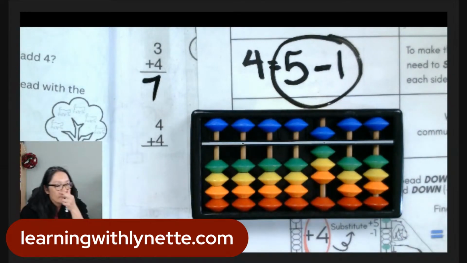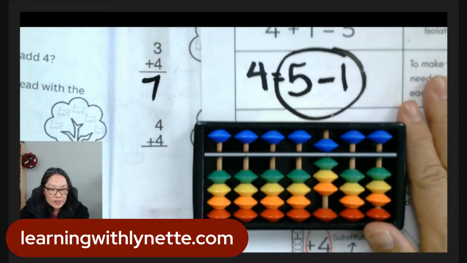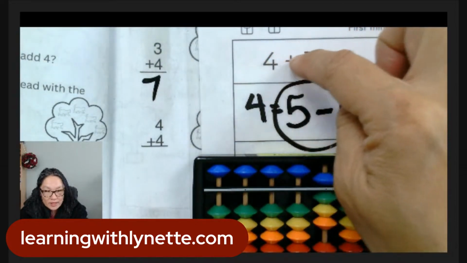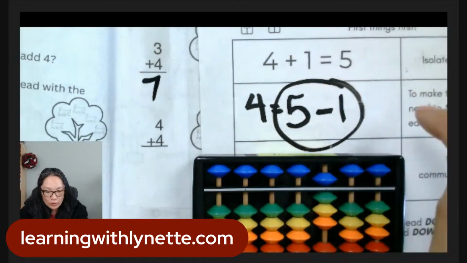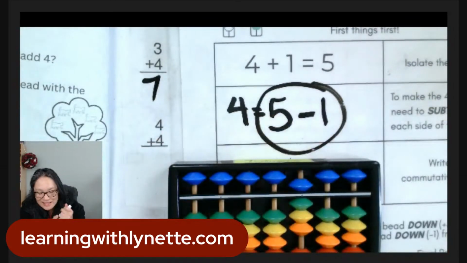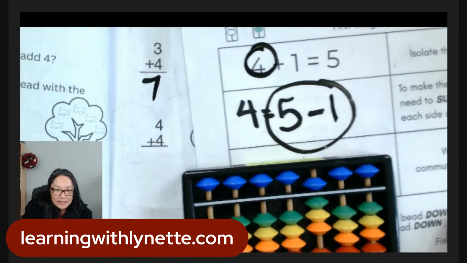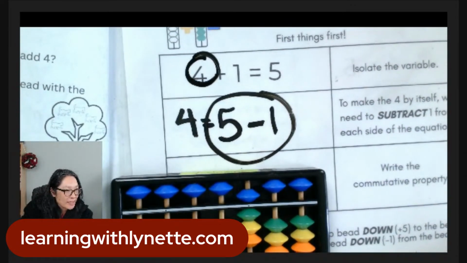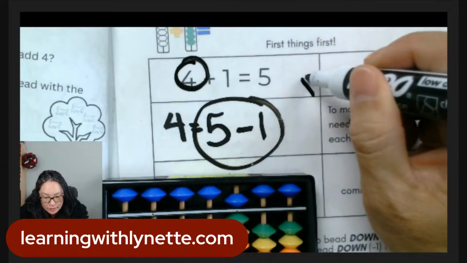Please repeat. Yes, we will continue to understand this. So what we're doing is we are taking this information, right? 4 plus 1 is equal to 5. When we have 4 plus 1 equal to 5, what we're going to do is isolate this variable. To isolate the variable, it's a little bit like the beginning of algebra. It looks very similar, right? X plus 1 is equal to 5.